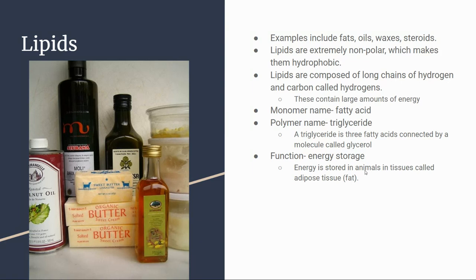The monomer name is fatty acid. The polymer name is triglycerides. A triglyceride is three fatty acids connected by a molecule called glycerol. So tri meaning three, glycerides. Okay? The function is energy storage. Energy is stored in animals in tissues called adipose tissue, also known as fat.